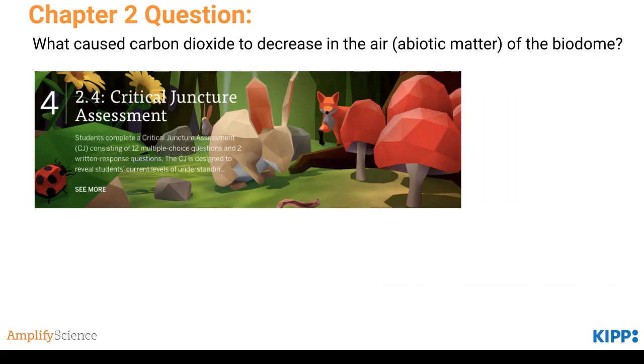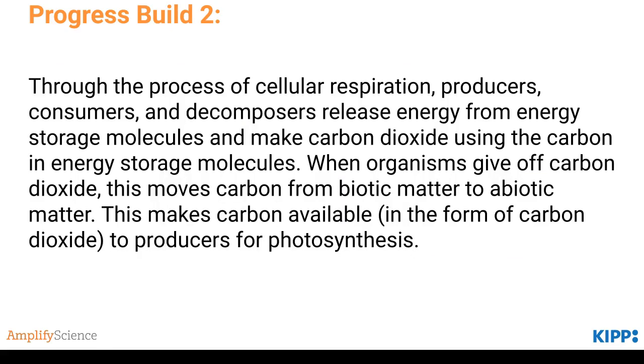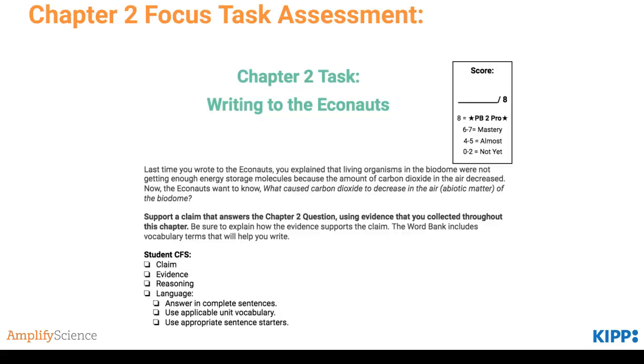Students will complete Chapter 2 by completing the critical juncture assessment and completing a differentiated lesson based on their results from the critical juncture. Leading us right into Progress Build 2, which states, through the process of cellular respiration, producers, consumers, and decomposers release energy from energy storage molecules and make carbon dioxide using the carbon in energy storage molecules. When organisms give off carbon dioxide, this moves carbon from biotic matter to abiotic matter. This makes carbon available in the form of carbon dioxide to producers for photosynthesis.